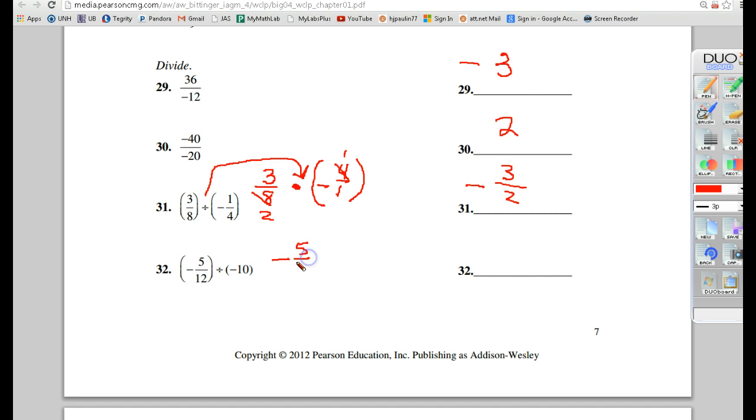5 over 12 times, now remember this is 10 over 1, so this becomes a negative 1 over 10. So negative times negative, the answer is going to be positive. Again, we don't write it, but I put it there so we don't have to worry about the sign anymore. 5 goes into there once, 5 goes into there twice, so it looks like a positive 1 over 24.